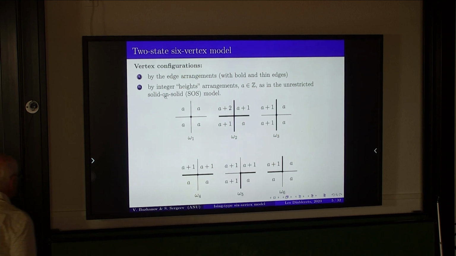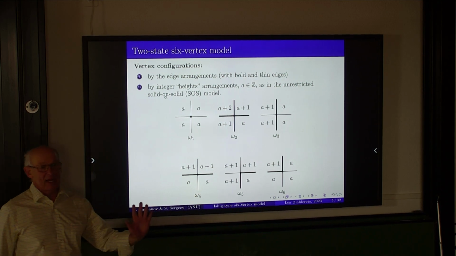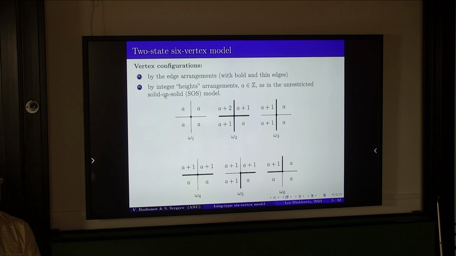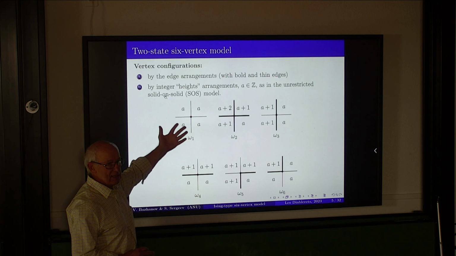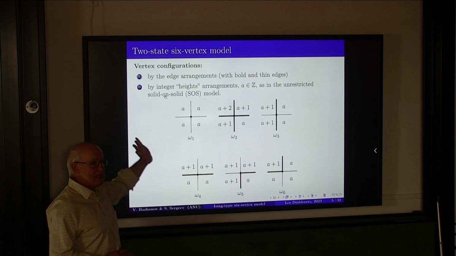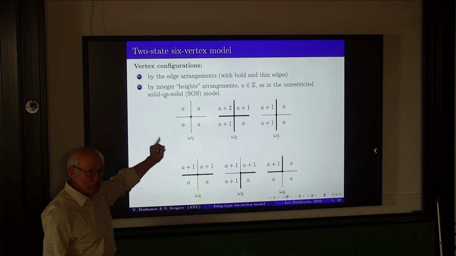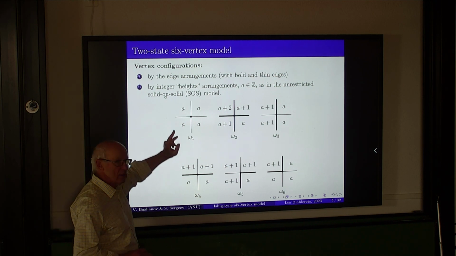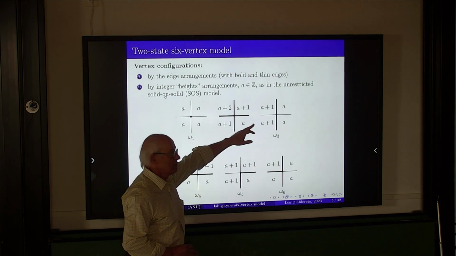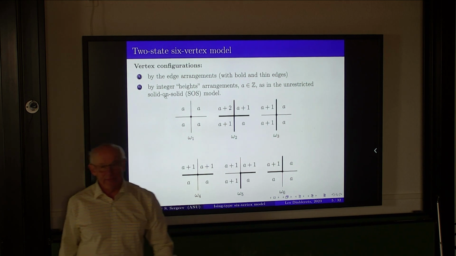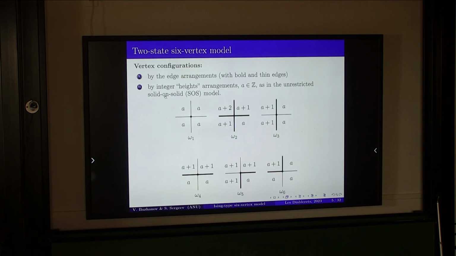Okay, so for the start, let me explain how to convert the conventional two-state six-vertex model into the Ising type. What do we do first? First, we list all vertex configurations. And we list them in two equivalent forms. First is the edge configurations. So you see the edges, all of the thin edges. There are 6 configurations.